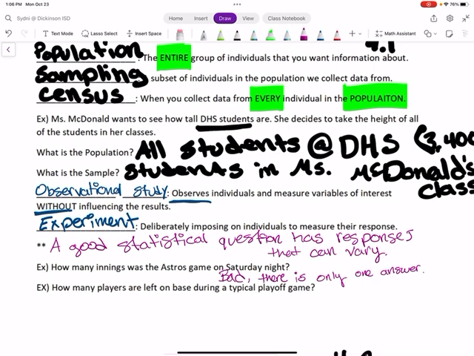Okay, now on the other hand, if you were to ask a question like how many players are left on base during a typical playoff game, that can have different answers. So it can vary between different teams. It can vary between different years of the playoffs. It has a lot of different outcomes. So we're going to say that this is a good statistical question because it has many responses.